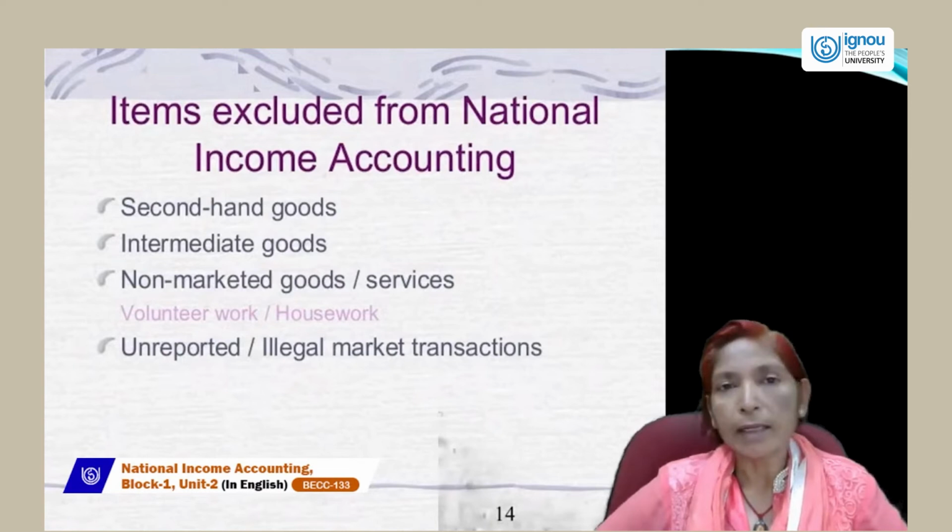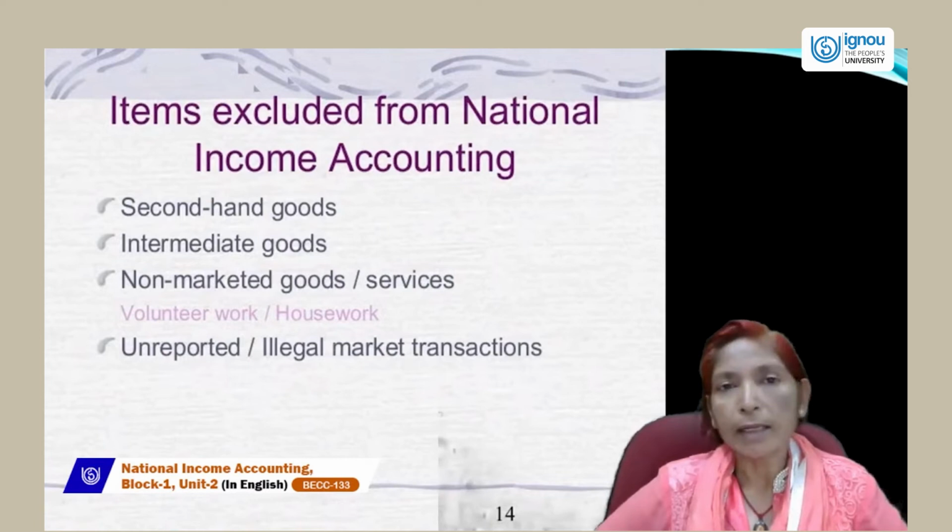If we are doing any household activities like gardening, and if a father is teaching his son or daughter, then the father will not get income from his son or daughter. So that is called voluntary work. Voluntary work or non-marketed goods are not estimated in the estimation of national income. And illegal income, illegal transactions, unreported income, these are all not included in the estimation of national income.